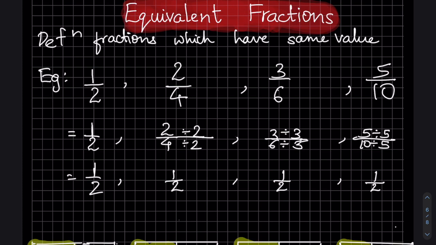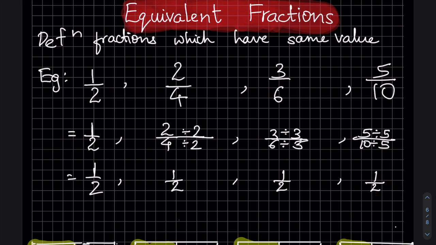And lastly 5 over 10. 5 and 10 both go in the same table 5. So 5 divided by 5 and 10 divided by 5. 5 divided by 5 gives 1. 10 divided by 5 gives 2. So again the fraction 5 over 10 has been reduced or changed to 1 over 2.